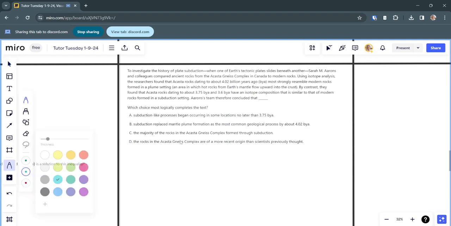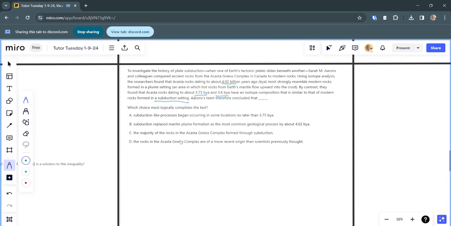To investigate the history of plate subduction, when one of Earth's tectonic plates slides beneath another, Sarah M. Aarons and colleagues compared ancient rocks from the Acosta Gneiss complex in Canada to modern rocks. Using isotope analysis, the researchers found the Acosta rocks dating to about 4.02 billion years ago most strongly resemble modern rocks formed in a plume setting. By contrast, the ones dating this and this have an isotope composition similar to modern rocks formed in a subduction setting.